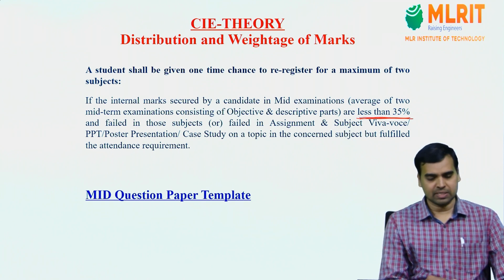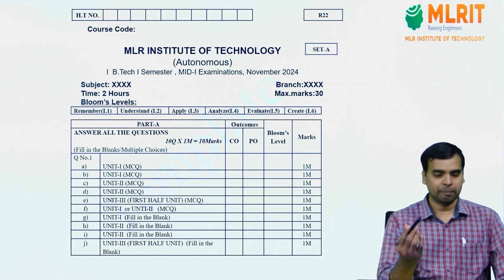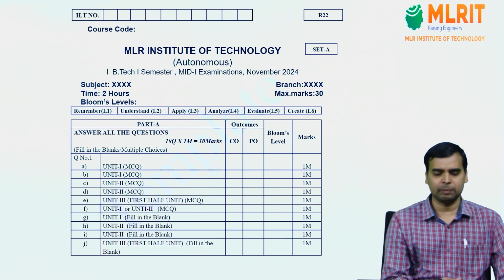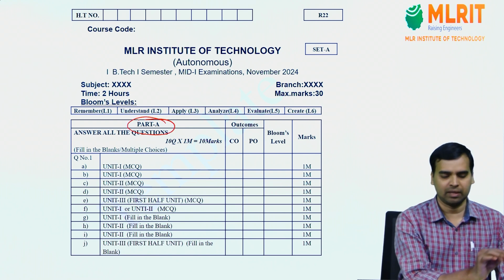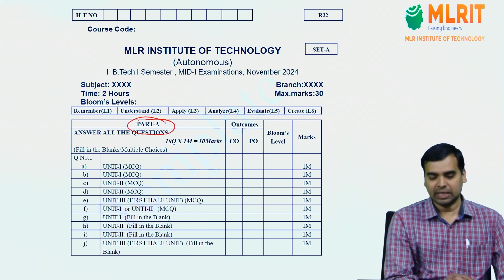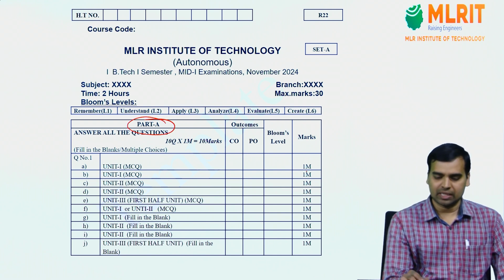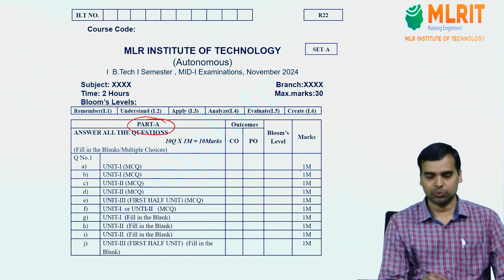Now, here you can see the mid question paper template. When it comes to the mid question paper, there will be part A and part B. In part A, as I already told you, there will be 10 questions, either MCQs or fill in the blanks. Each question carries 1 mark. So, 10 into 1, 10 marks.